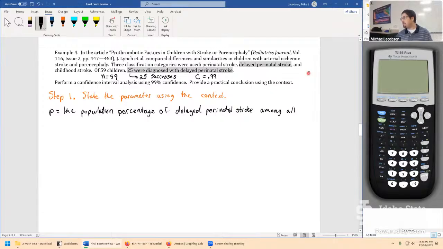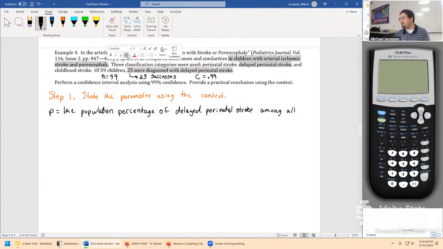And porencephaly. So that looks like the population. We're not looking among all children in the United States of America or in the planet. We're looking with children that already have, as you said, arterial ischemic stroke and porencephaly. So that's the entire population.